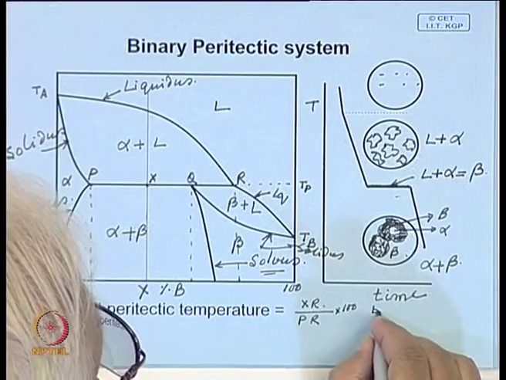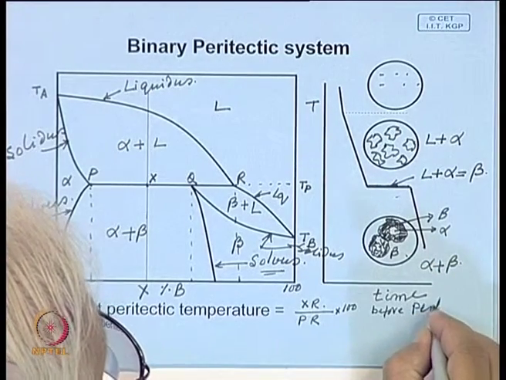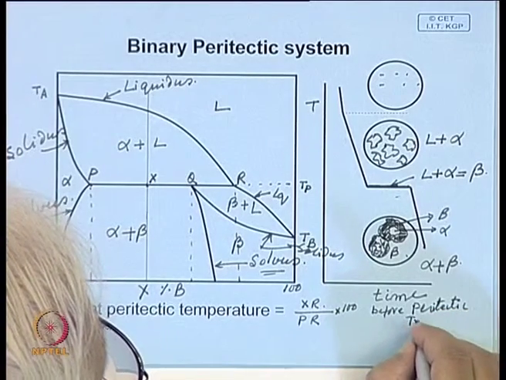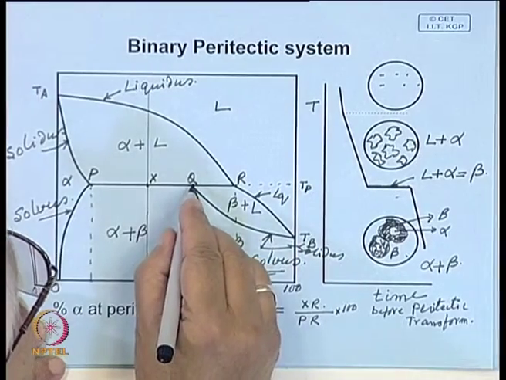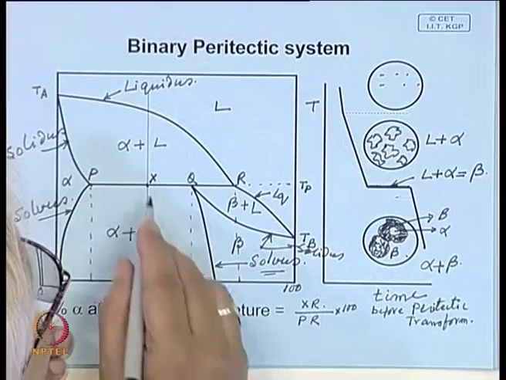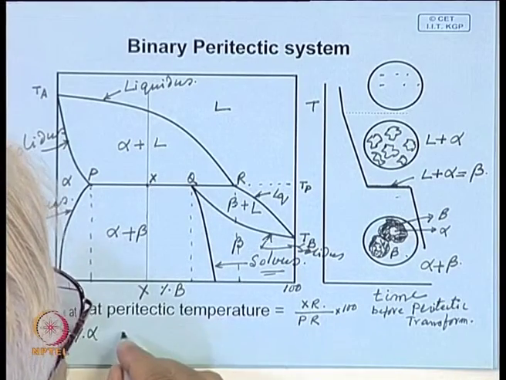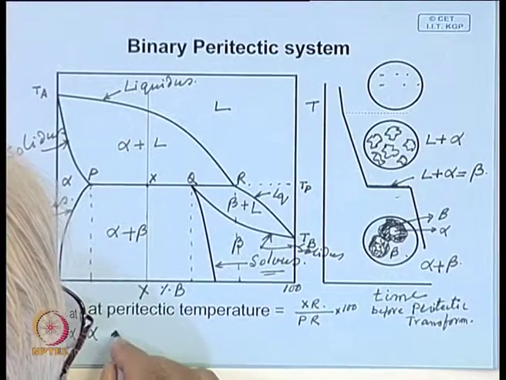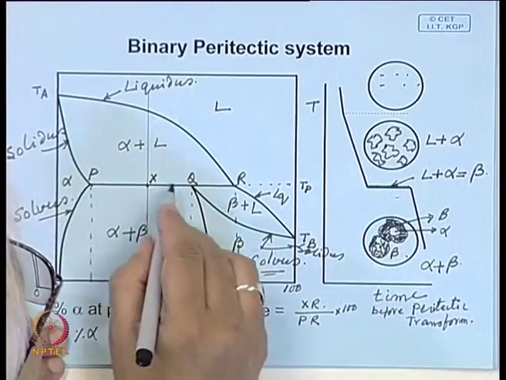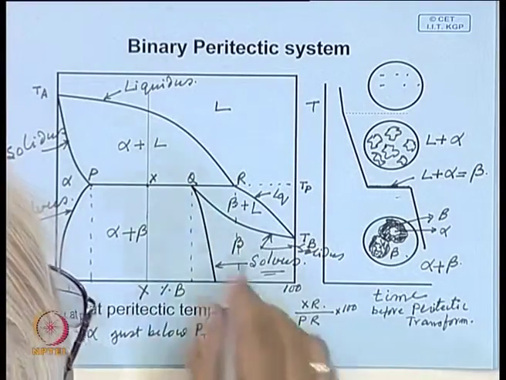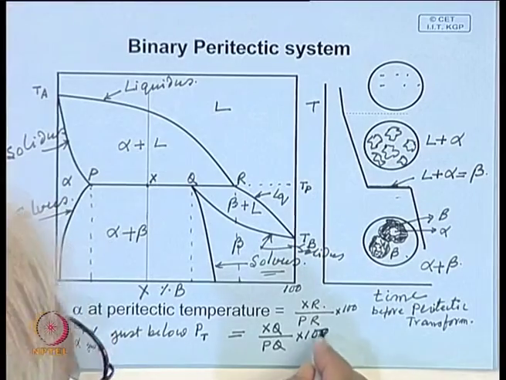and this is before peritectic transformation. And after peritectic transformation, once this is completed, the percentage alpha just below peritectic temperature will be proportional to, because here you will only have alpha and beta, XQ over PQ times 100.